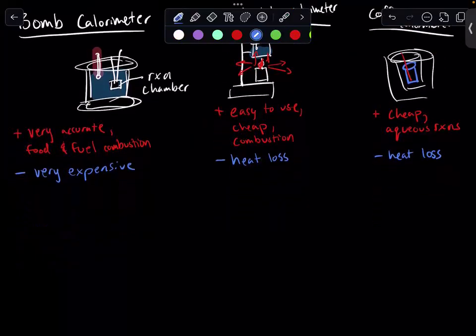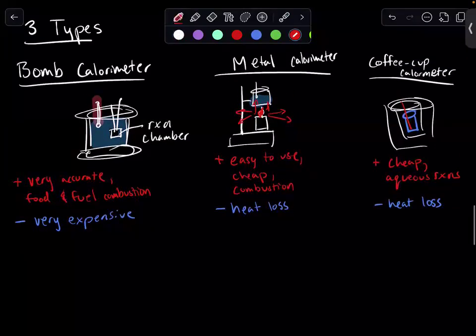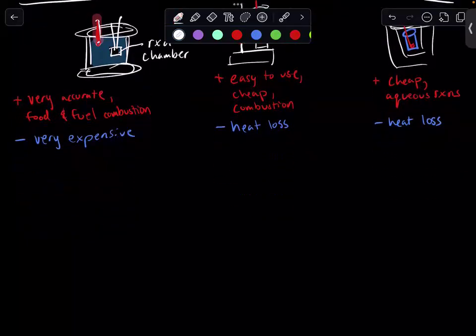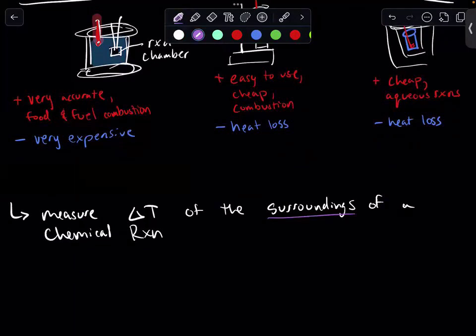All right. So that's basically a little bit about our calorimeters, but what do we actually do with them? Well, you'll notice they all have thermometers on them. There's these little rods I put at the top. Should have made that a little clearer. So they all have thermometers because that's the main point. They measure changes in temperature of the surroundings of a chemical reaction.